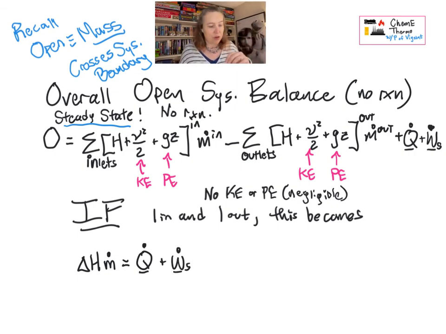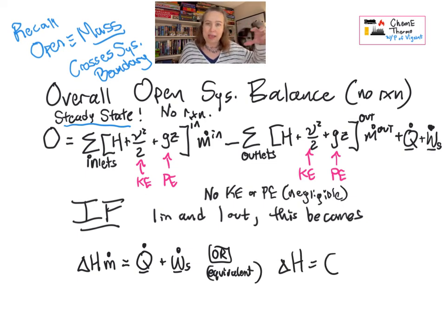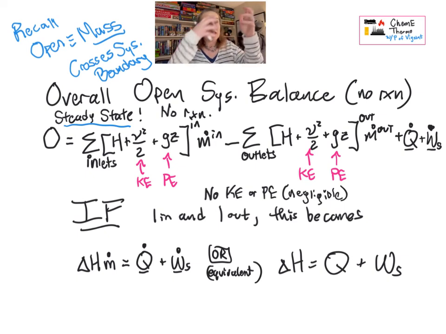So we'll see this over and over. And we can write this as an extensive equation that is based on the size of the process. So it's got M dot in it, and it's mass dependent. It's dependent on how many kilograms of stuff we've gone through. Or we can actually divide through by the mass and write it as delta H equals Q plus Ws, which is then not dependent on the size of the system. It's just in terms of, say, kilojoules per kilogram.